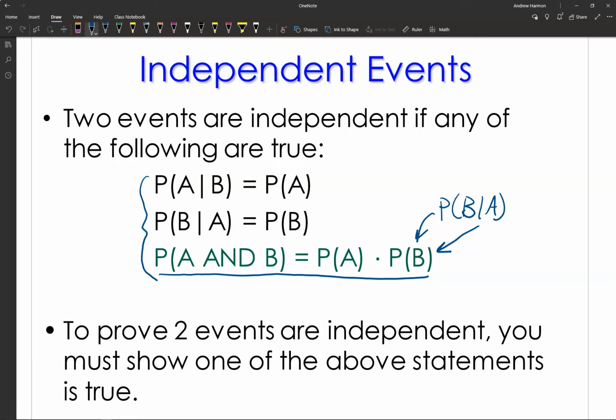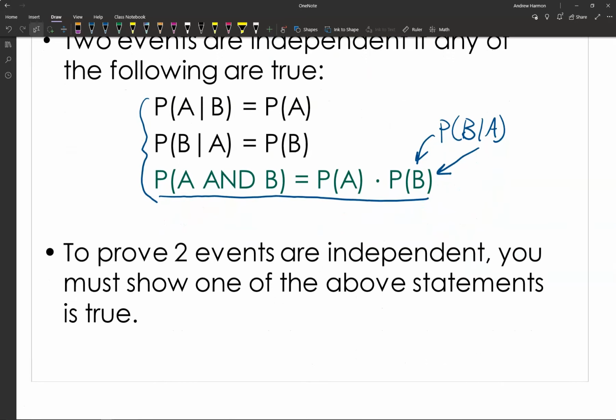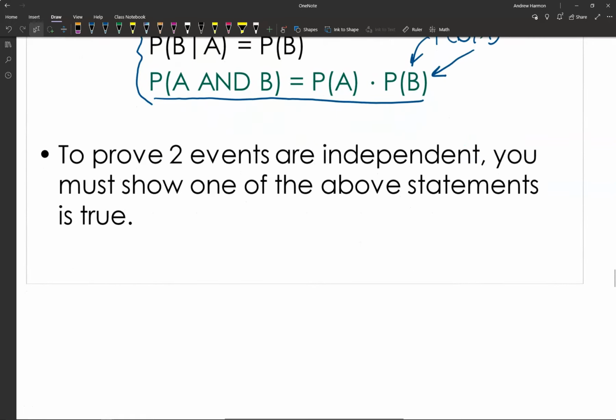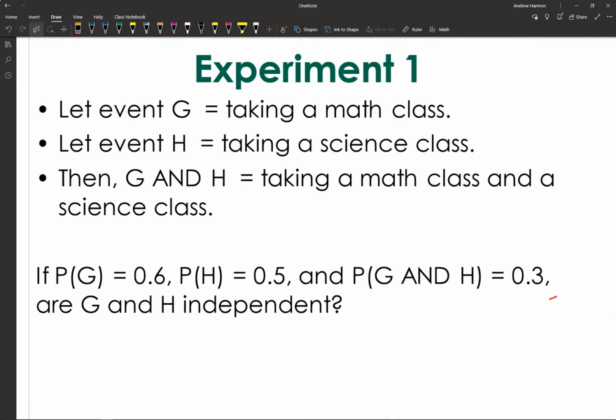So let's take a look at an example of what that means. Again, all we have to do is show that one of those 3 equations is true to show that the events are independent, because those are the independent event equations. Experiment 1. We're going to label event G as taking a math class and event H as taking a science class. So G and H is the probability of taking a math class and a science class.